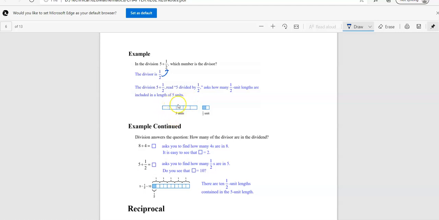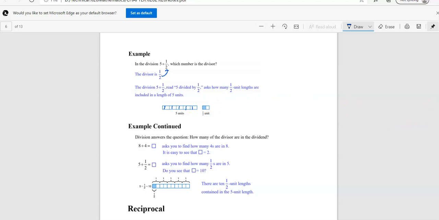Okay, so if I listed out 5 units, 1, 2, 3, 4, 5, and I look at one of those units. Well, if I divide one of those units into half, you can see that there would be 2 in each one. If we take this and divide it in half, we'd have 1, 2, 1, 2, 1, 2, 1, 2, 1, 2. So there would actually be 10 units if we did 5 divided by 1/2, because we're taking those 5 units and we're asking how many 1/2s are in there.